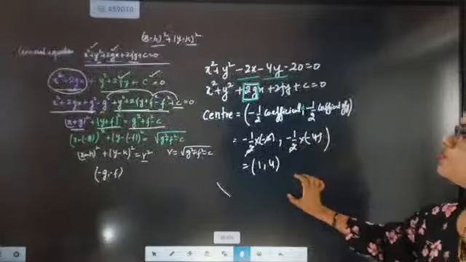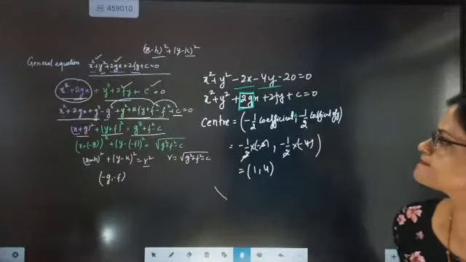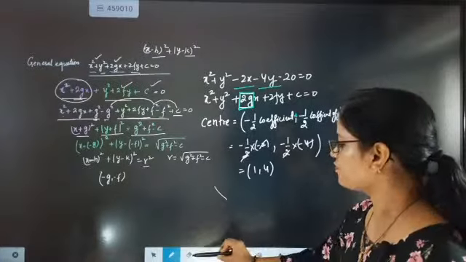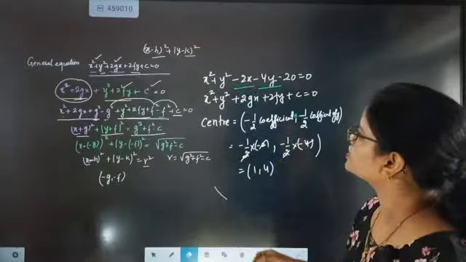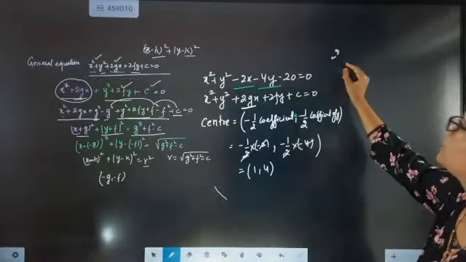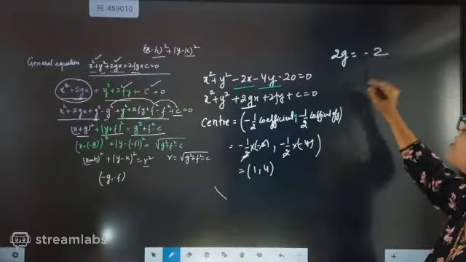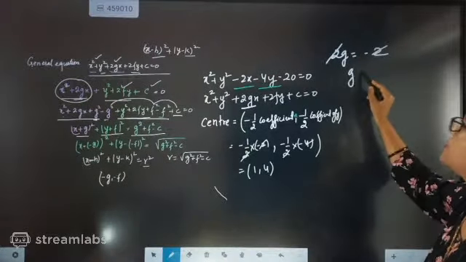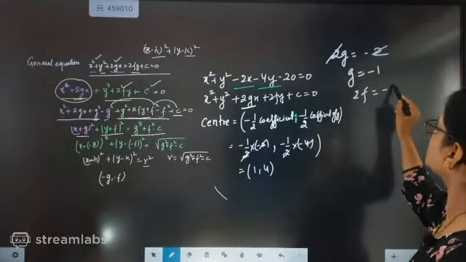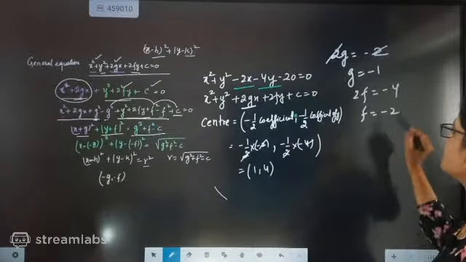Now by the process also you can do it. Nobody stopped you from using the process. So what is the process here? You can compare 2g with minus 2. So 2g equal to minus 2, this cancels, and g is coming as minus 1. Then 2f equal to minus 4, so f equal to minus 2.